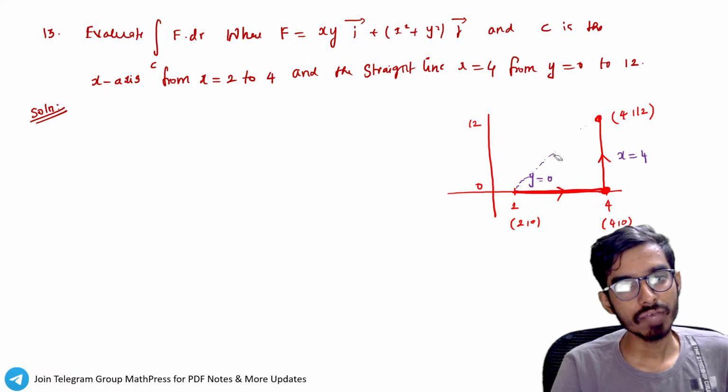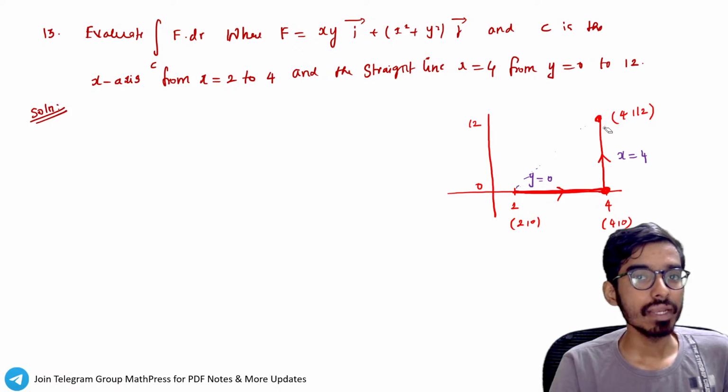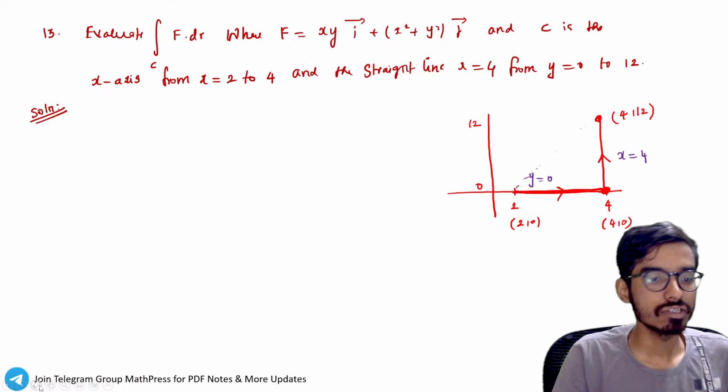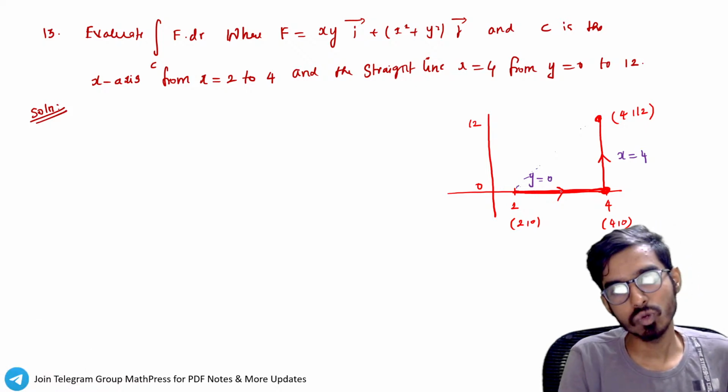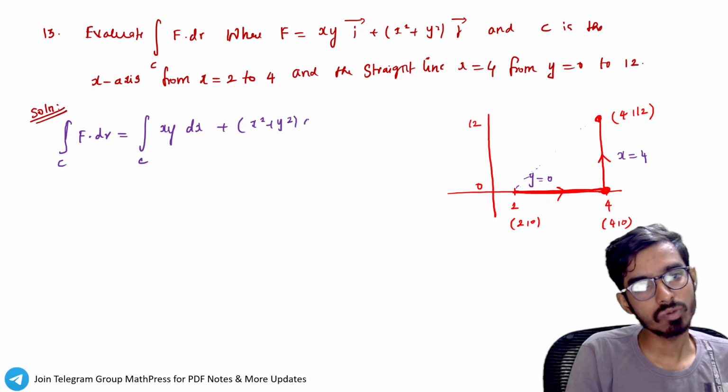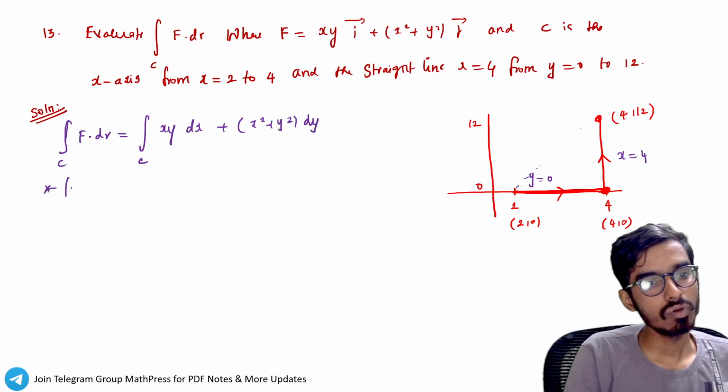You can find the equation of the line joining these 2 points, and evaluate that integral; it will be the same as the sum of these 2 integrals, right? Check with that. Okay, now I'll do it with the usual method. Before that, we will find the integral over C of f dot dr. So this will be the integral over C of xy dx plus x square plus y square dy. Now we will do it separately.